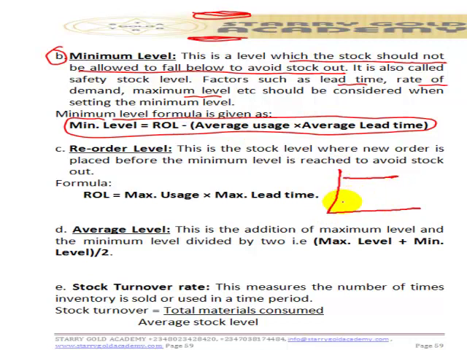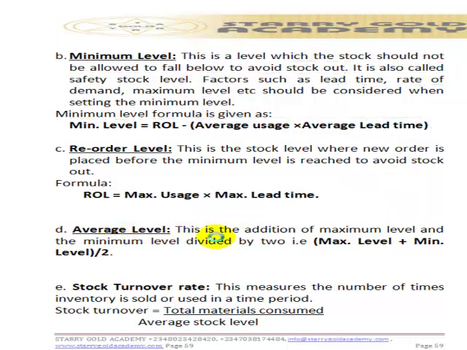Let's say this is the maximum level, this is the minimum level, the reorder level should be set somewhere here. So this will be the consumption gap and this will be the delivery gap. So the reorder level is maximum usage times the maximum lead time.